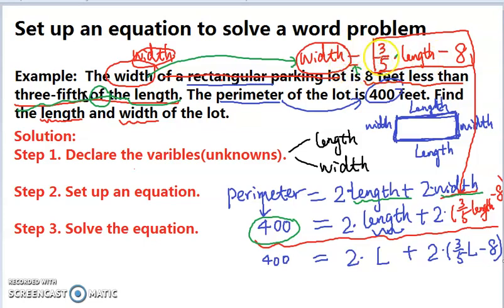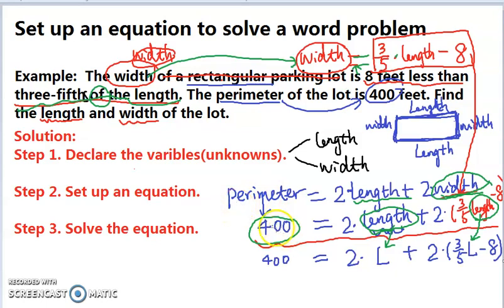So after I got this equation, I went ahead and replaced the English word width with that expression, 3/5 times length minus 8, because they are equal. So we did a substitution here. And after we do the substitution, we can see in the equation we have only one English word left, which is the length. Because we plugged in 400 for perimeter, and we replaced the English word width with the expression in terms of length, now the only thing left is to replace the English word length with a letter L or X. All right, so this is how we set up the equation.